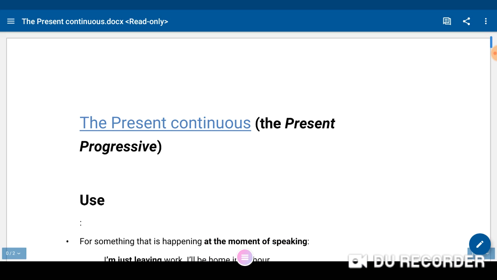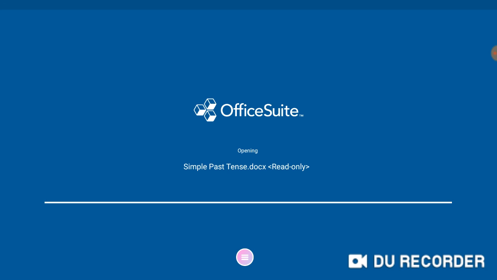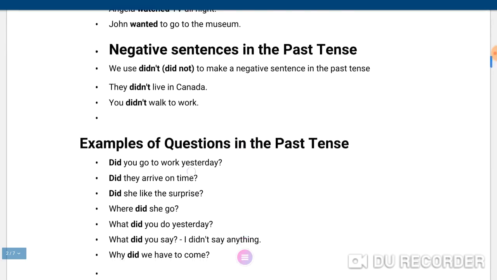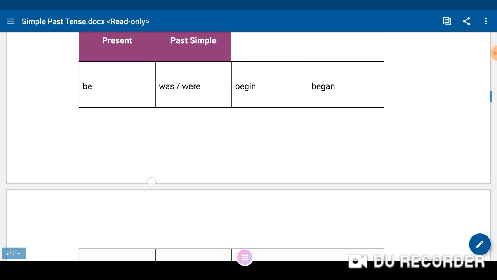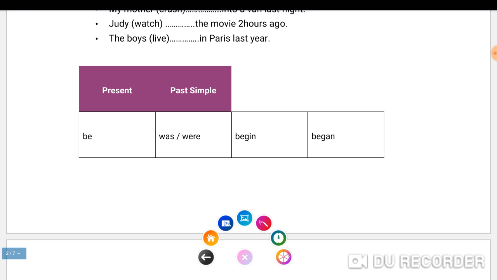Just a moment. I want to show you the irregular verbs. I call them the naughty verbs. Why? Because they break the rule. I imagine that these naughty verbs break the rule by what? They refuse to add ed to themselves.